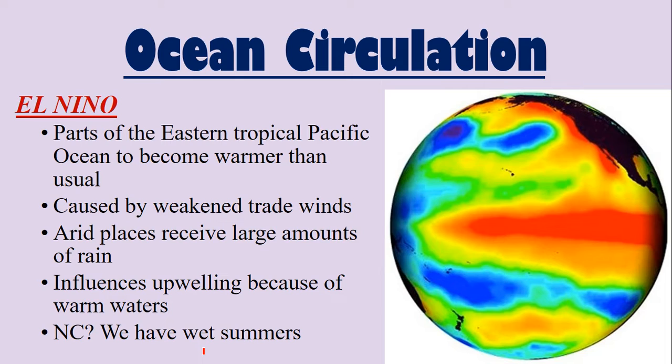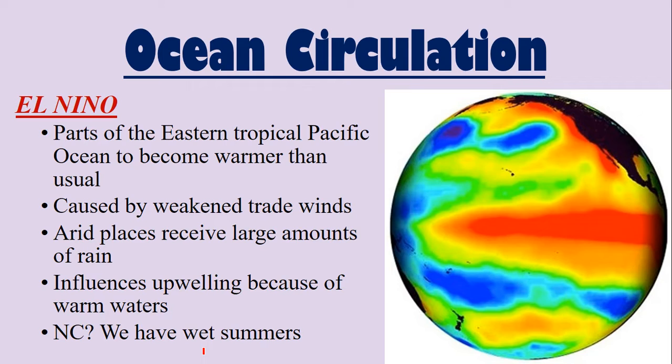Ocean circulation can also matter. When you talk about this, you talk about something called El Niño. What happens here is part of the eastern tropical Pacific Ocean becomes warmer than usual, usually off the coast of Peru. And it's caused by weakened trade winds. When this happens, arid places, or desert places, receive a large amount of rain.